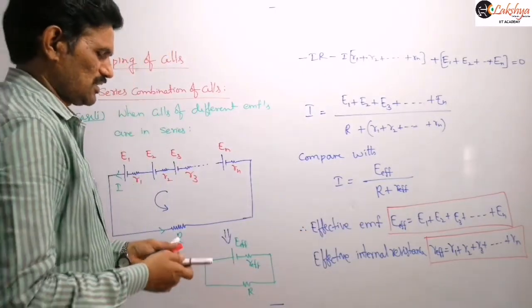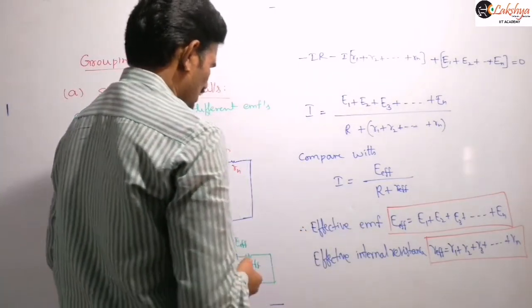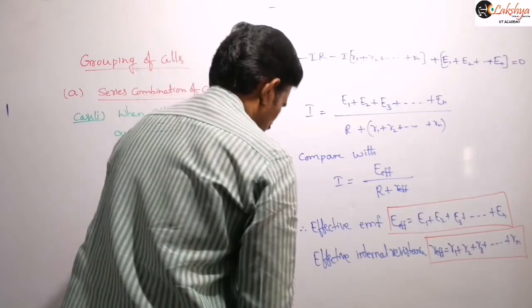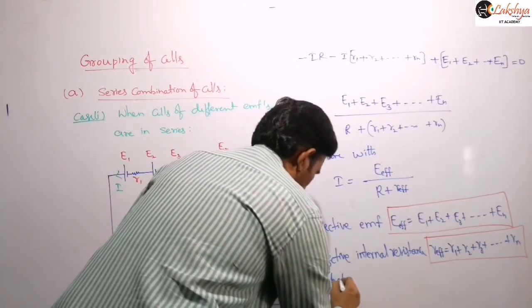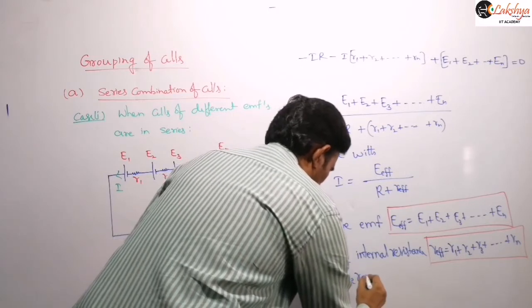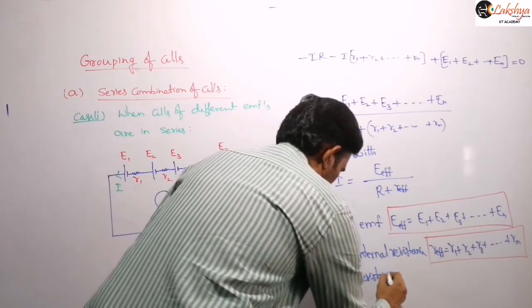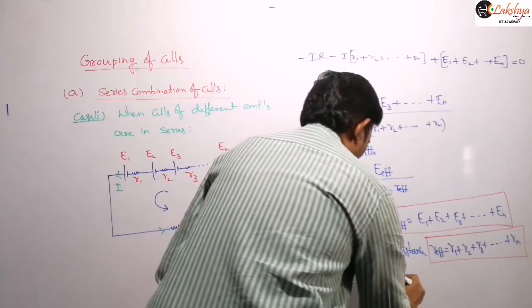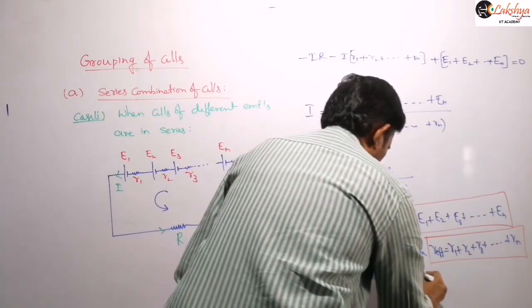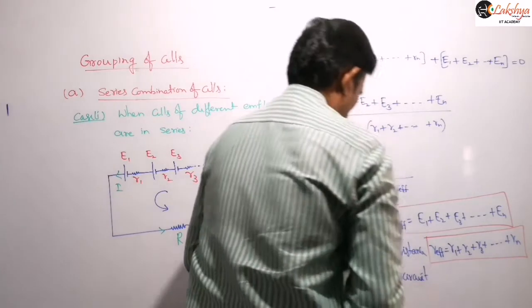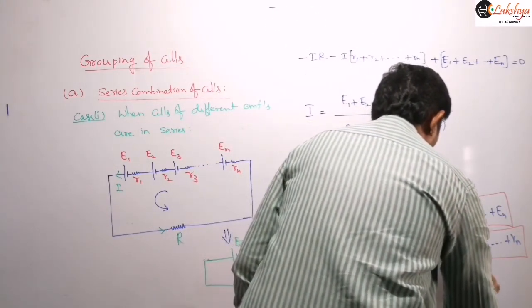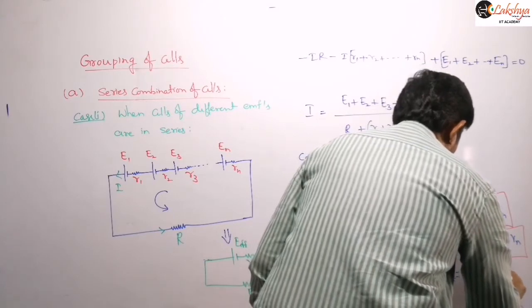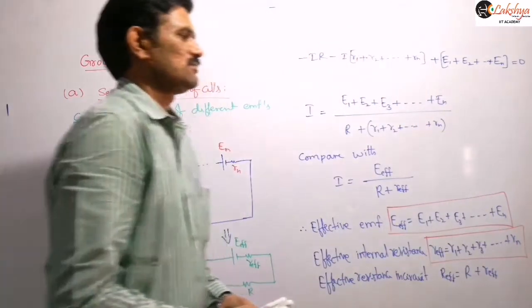So that is nothing but what we are getting here. So the total effective resistance in the circuit I can write as, effective resistance in circuit, which we can mention as R effective. So external resistance plus this r effective we can write here, right?